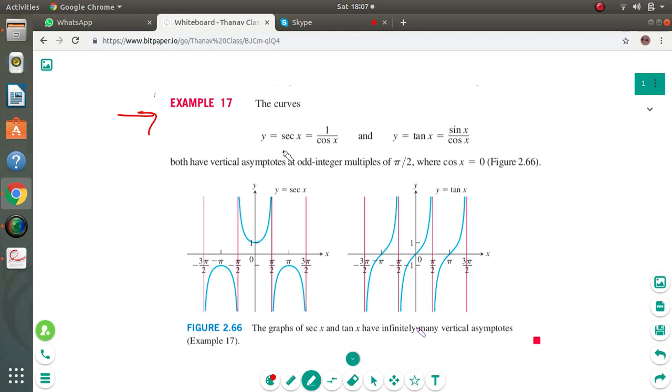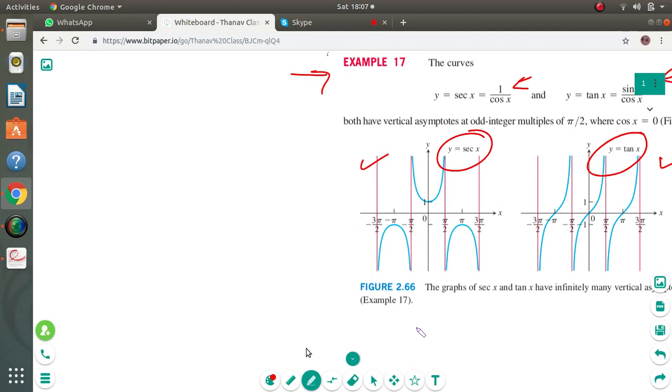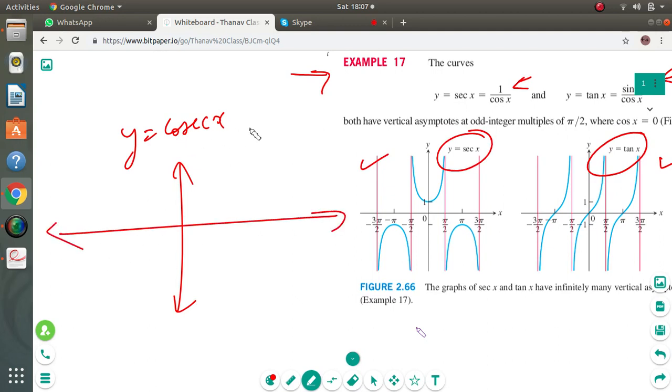The curves we have now: y equal to sec x equal to 1 by cos x, or y equal to tan x equal to sin x by cos x. These two curves both have vertical asymptotes at odd integral multiples of pi by 2, where cos x is equal to 0. So this is y equal to sec x, and this is y equal to tan x. Both graphs you must know, okay? Now can you draw the graph of y equal to cos x, just below this? First draw this graph, y equal to cos x.